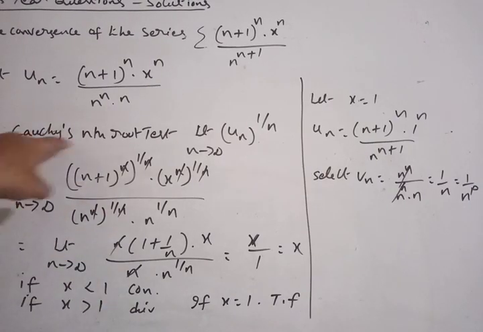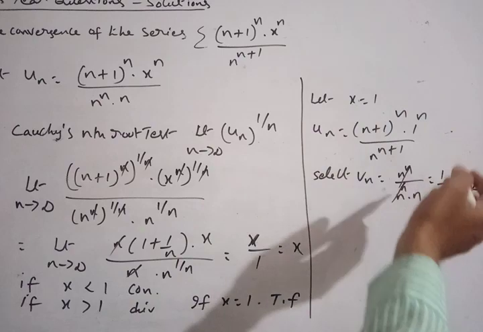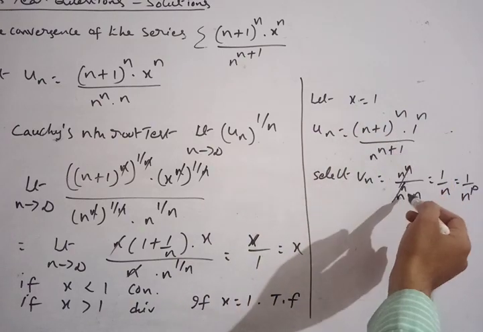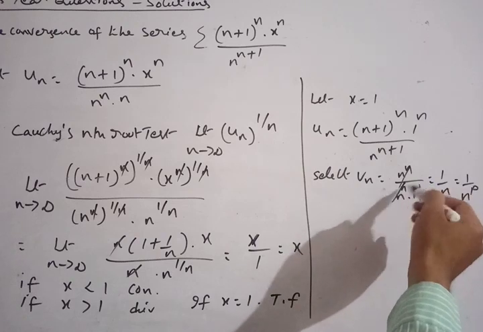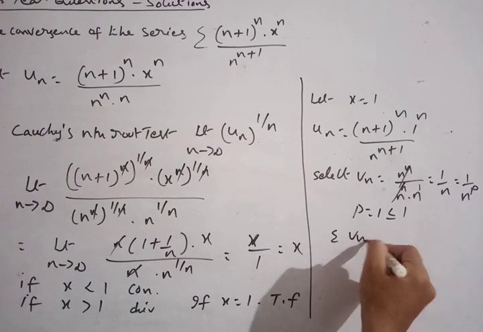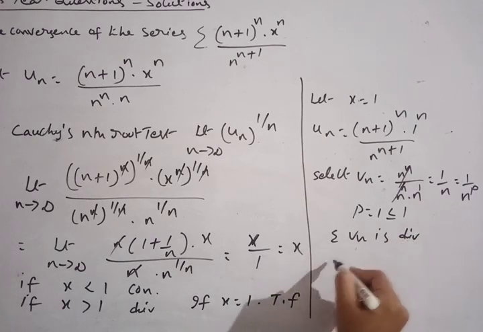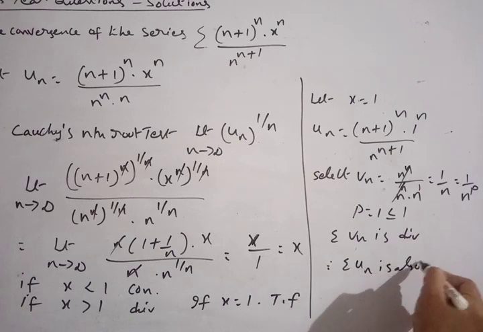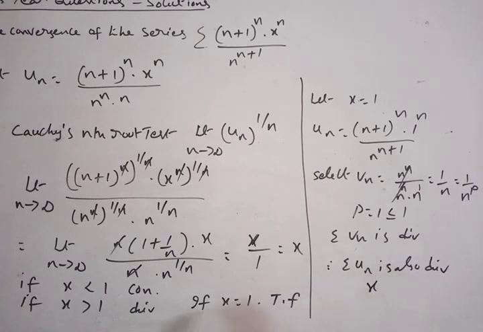So by using Cauchy's nth root test, we got x. X is based on 3 conditions. X is less than 1, convergent. X is greater than 1, divergent. If x is equal to 1, the test fails. So I took x is equal to 1, and selected vn, highest nth term n power n, and denominator n power n into n power 1. So n power n cancels, 1 by n power p. P is equal to 1, less than or equal to 1. Sigma vn is divergent. Therefore, sigma un is also divergent when x is greater than or equal to 1. Like this you can solve.